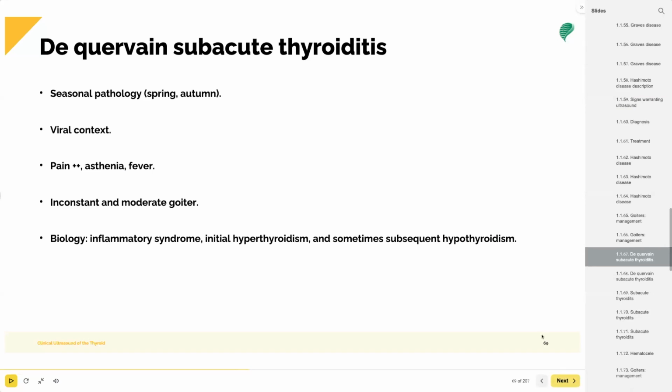De Quervain's subacute thyroiditis. All right, so moving on, with this type of thyroiditis, it's a seasonal viral pathology. So symptoms can include pain, it can include fever. Usually we will see some hypoechoic areas with indistinct boundaries.